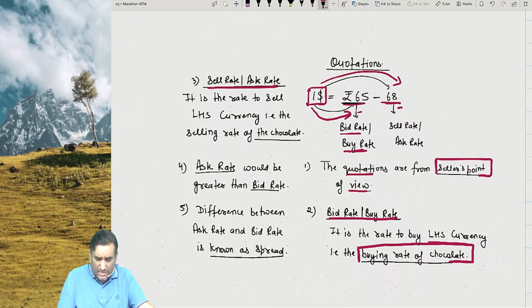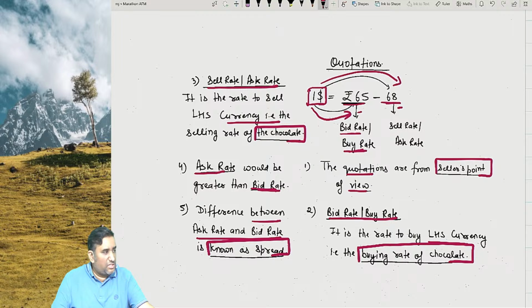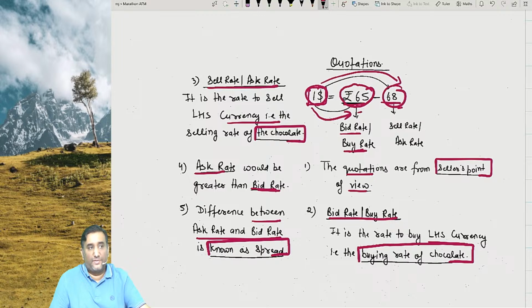Sell rate or ask rate is the rate to sell the left hand side currency. That is the selling rate of the chocolate. The ask rate would always be greater than the bid rate. The difference between the ask rate and the bid rate is known as the spread. So this is the quotation from my perspective. When you go to a shopkeeper and buy chips, he will sell you, let's suppose, at 10. If you return them to him, he might not give you 10. The seller will buy the commodity cheaper and sell it expensive. The difference between them is called a spread.